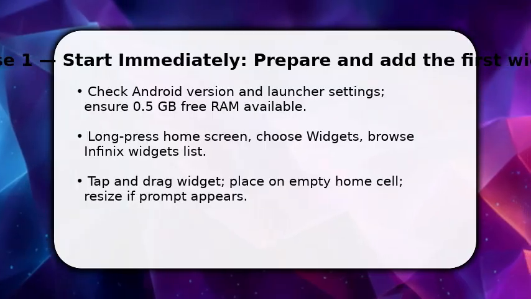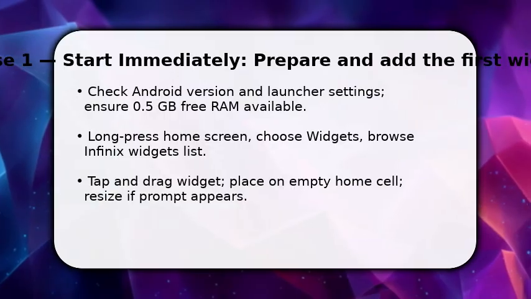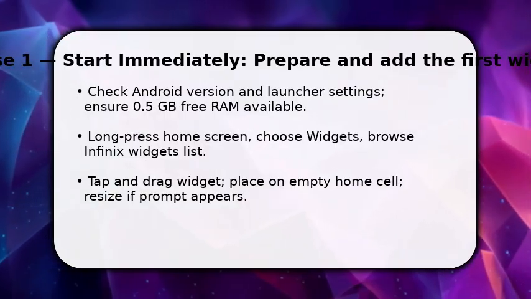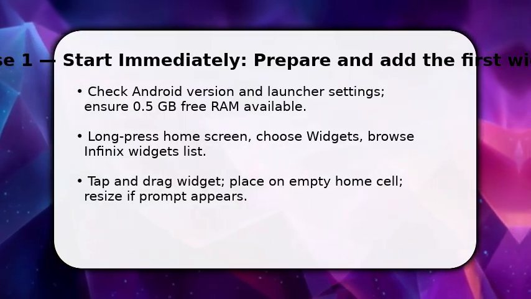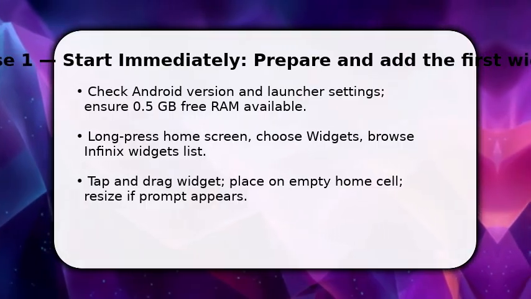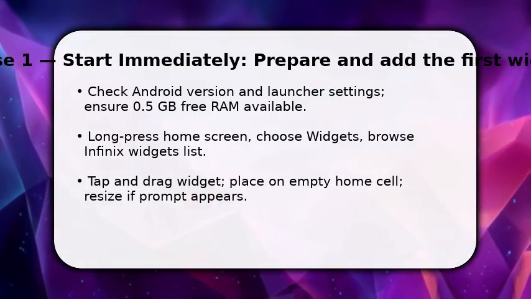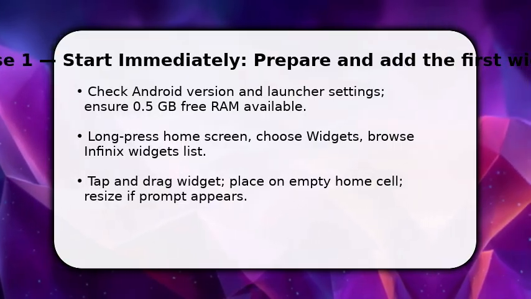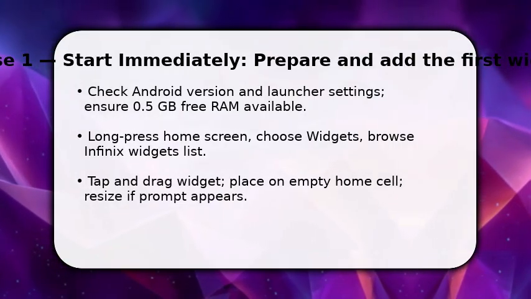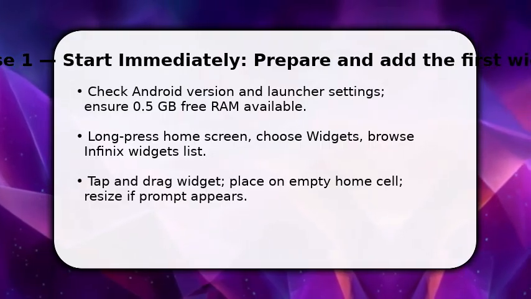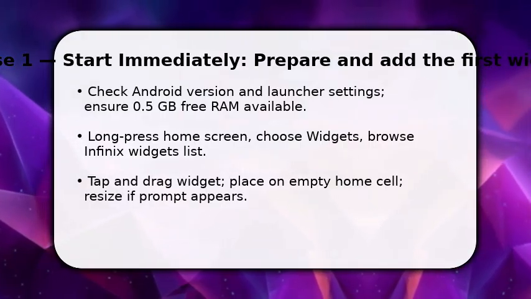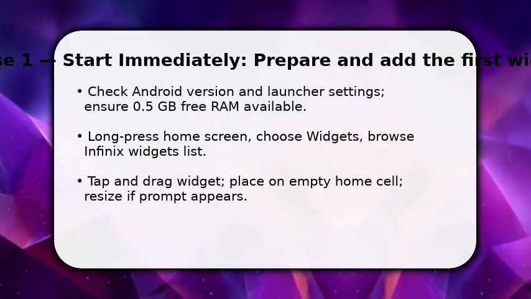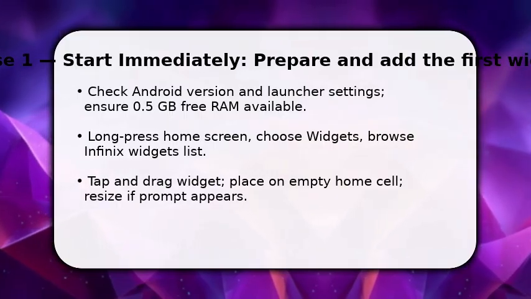You begin now. Verify your Infinix runs the needed Android build and that the launcher allows widgets because permissions and RAM affect placement. Once done, long press an empty area of the home screen. The widgets menu opens. Tap the widget you want, hold, and drag it onto a free cell. Make sure to drop it precisely where you want it, then release. If the system prompts, adjust size immediately so layout stays stable.